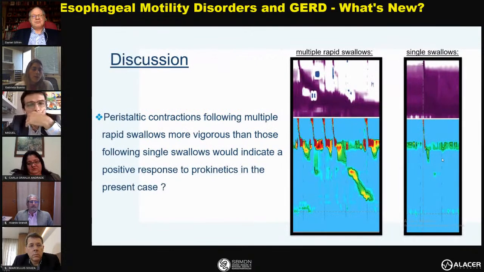The second question for discussion is: were the peristaltic contractions following the multiple rapid swallows more vigorous than those following the single swallows, and could this indicate a positive response to prokinetics in the present case?